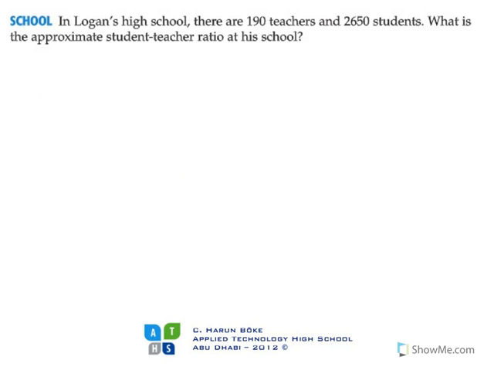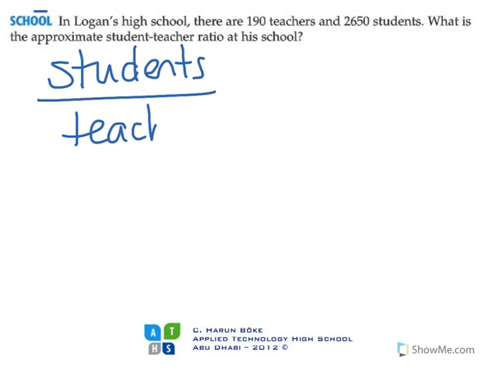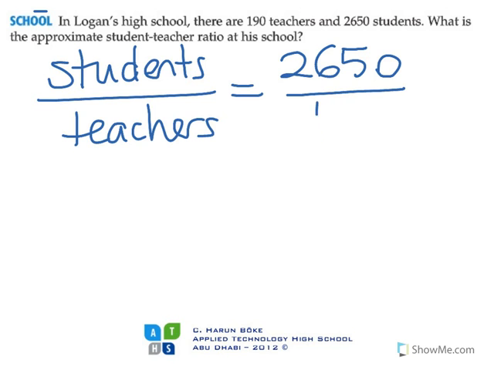Let's look at this problem. In a local school, there are 190 teachers and 2,650 students. What is the approximate student-teacher ratio at this school? Now we are going to write a ratio of students to teachers. Let's write this down. Now the number of students is 2,650, whereas the number of teachers is 190.